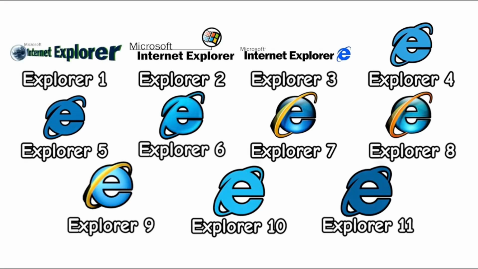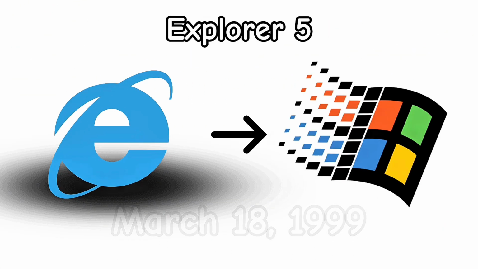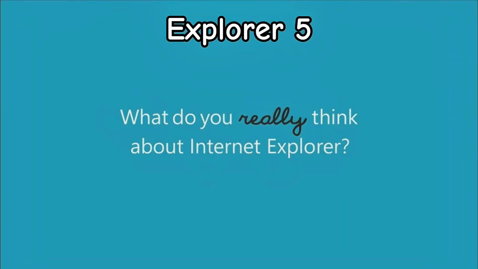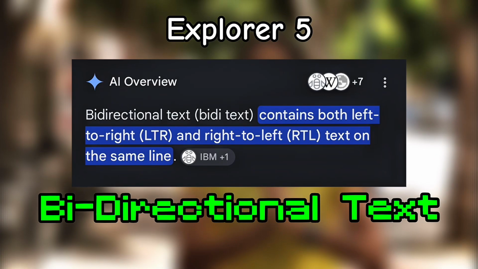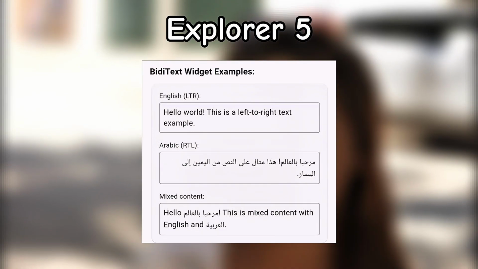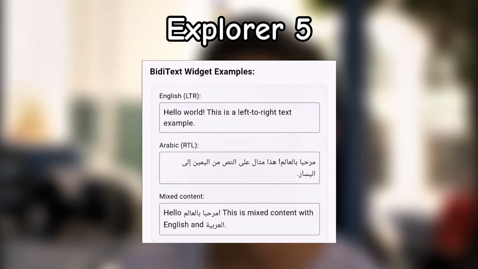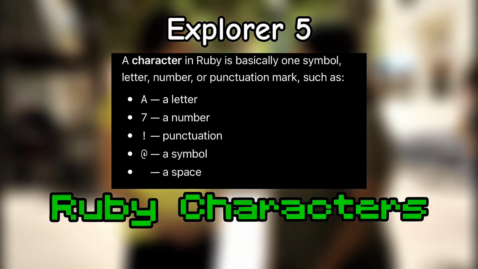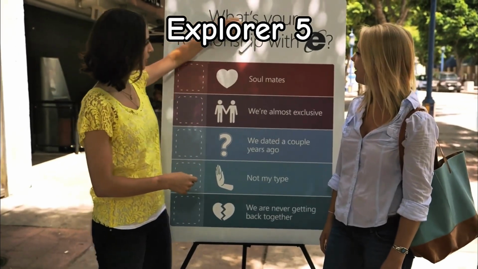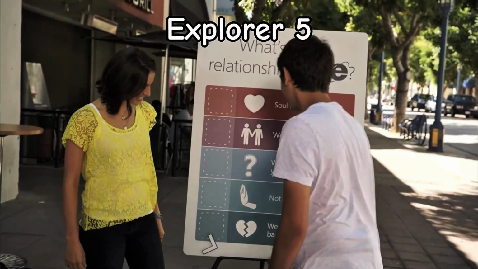2 years later, Internet Explorer 5 was created on March 18, 1999, and later was included with Windows 98 and bundled with Office 2000 and a requirement on Office XP to install. This version supported bidirectional text that mixes right to left and left to right writing directions on the same line. For example, right to left is Hebrew and left to right is English. Also, Ruby characters, XML, XSLT, and the ability to save web pages in MHTML.